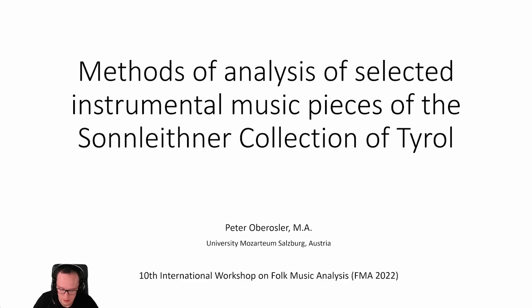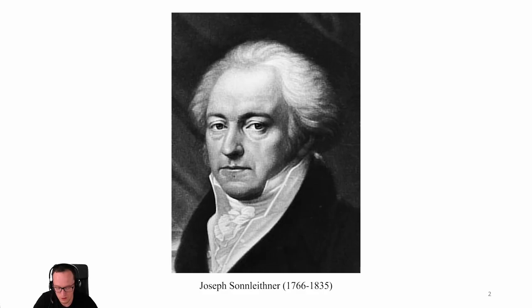In the case of selected instrumental music pieces, I will show you some peculiarities and point out some methods of analysis. In 1819, the first semi-official folk music collection, the so-called Sonnleithner collection, was initiated in the Austrian Crown Lands of the Habsburg Monarchy by the secretary of the Society of Friends of Music in Vienna, Joseph von Sonnleithner. Briefly to his person. He was born on March 3, 1766 in Vienna and died on December 26, 1835, also in Vienna. He was, among other things, a court official, theater secretary and librettist.